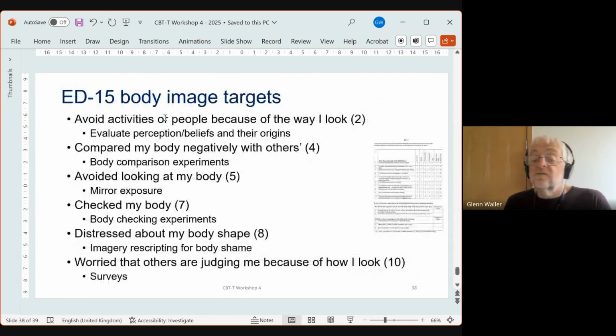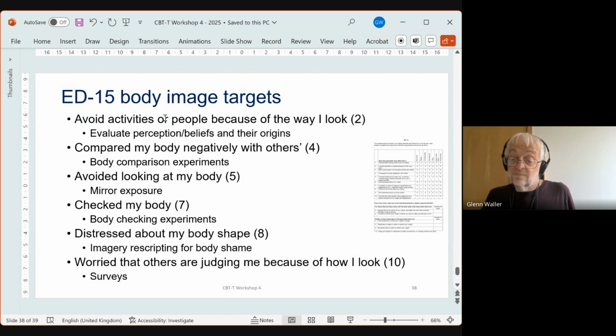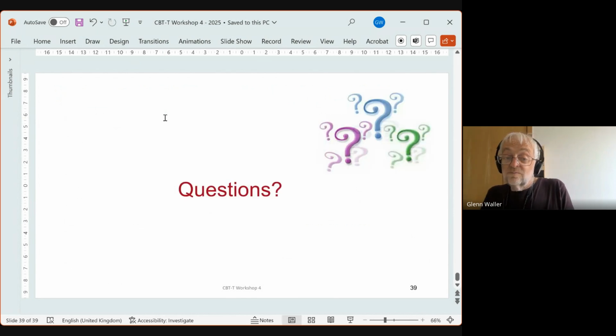So we can pick out specific body image targets like, I avoid activities or people because of the way I look, which is item 2, or I avoid looking at my body, or I worry about other people judging me because of how I look, item 10, all of which gives you some indication of what you might be doing once you pass through this early part of the emotion stuff, but we're doing it in parallel. And that's pretty much it for today.